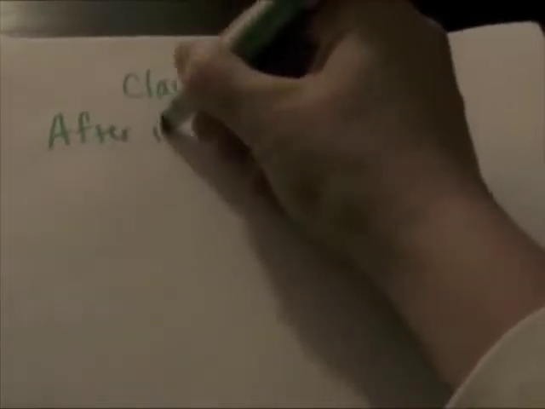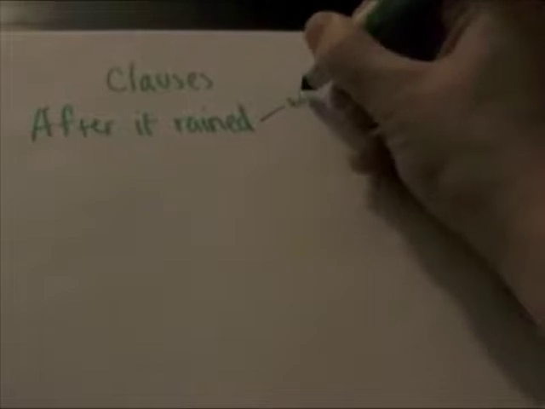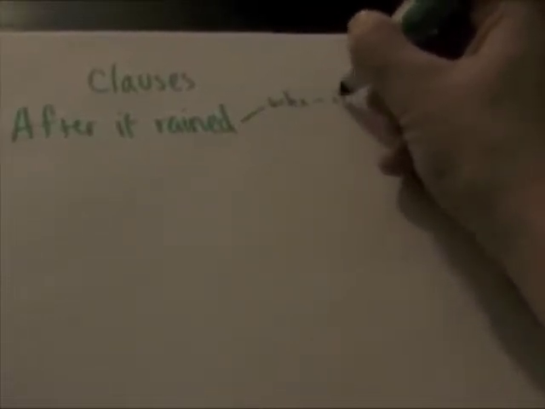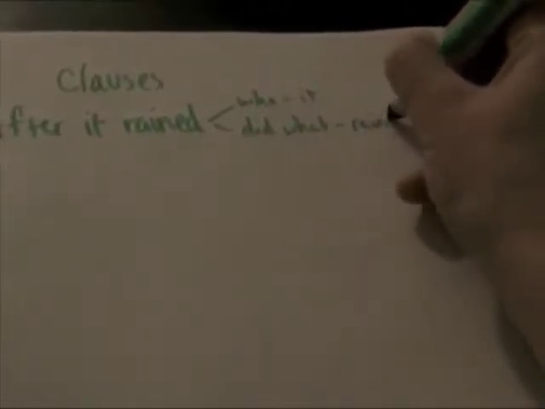Now let's look at clauses. Clauses, as you remember, are a set of words that have a subject and a verb. They tell us who and what it is that who did. So if I take after it rained, who is doing the action? It. What is it that they are doing? Rained. It rained.